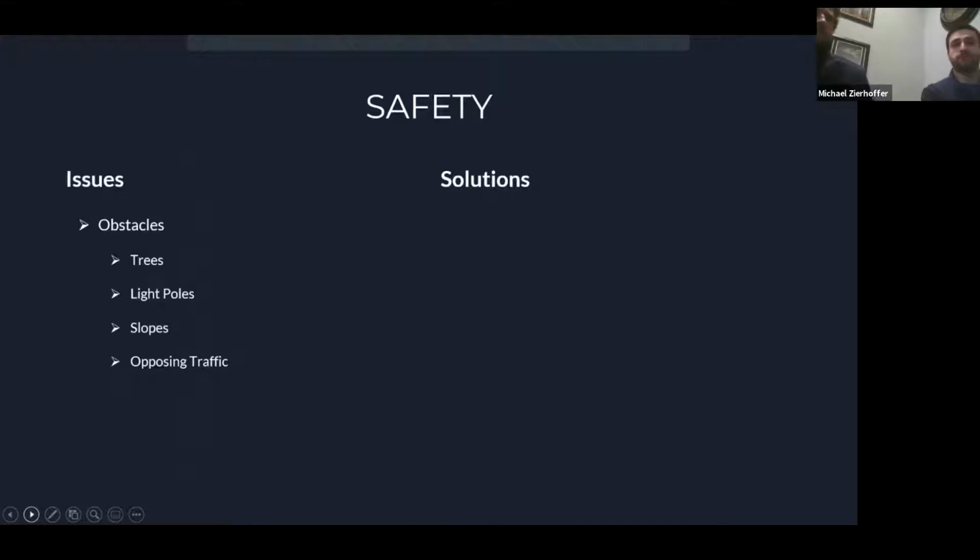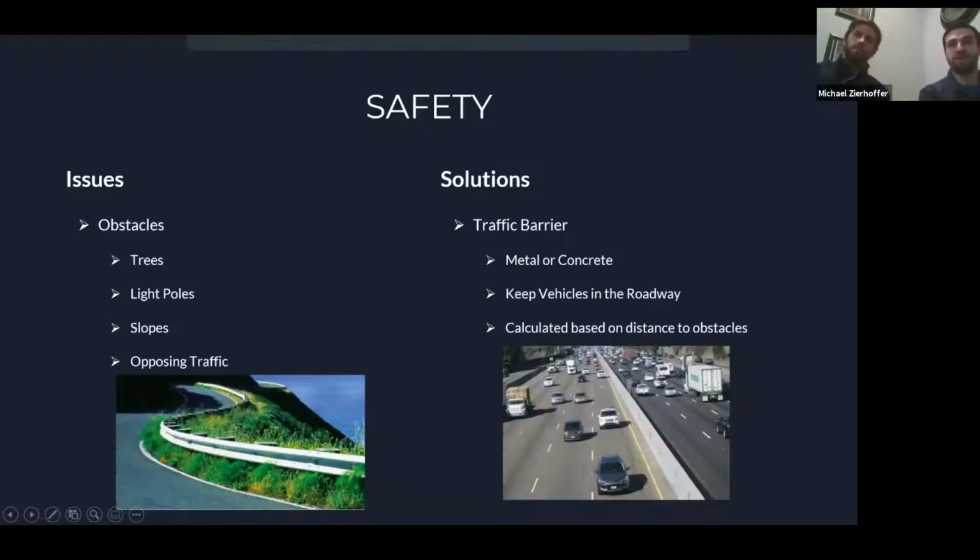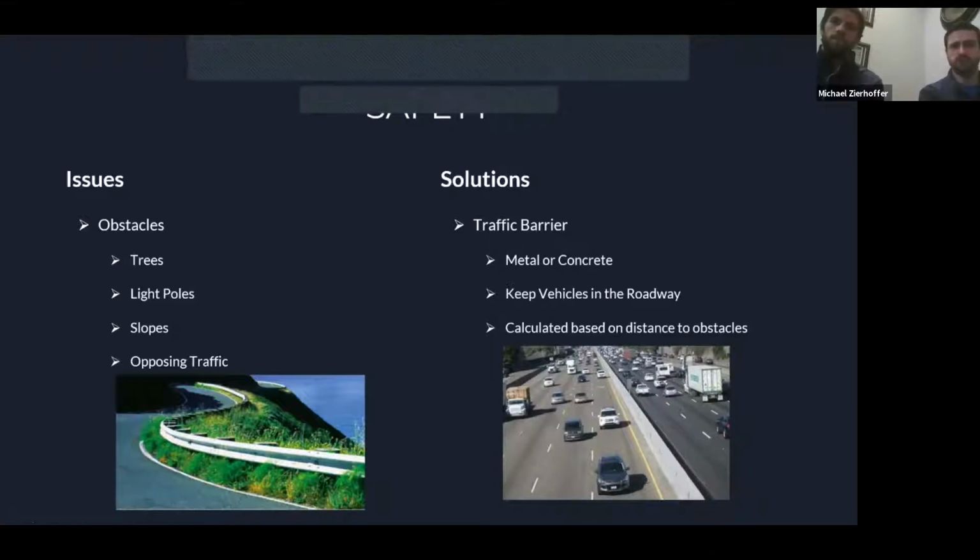So like Mike was saying, some of the obstacles in that case was a sheer cliff, but for something that we could see on everyday roads, that could be a tree, a light pole, and even opposing traffic. So we normally solve that with traffic barrier. There's two major types. There's metal and there's concrete, and they keep vehicles in the roadway, and you decide which one you want to use based on your situation.